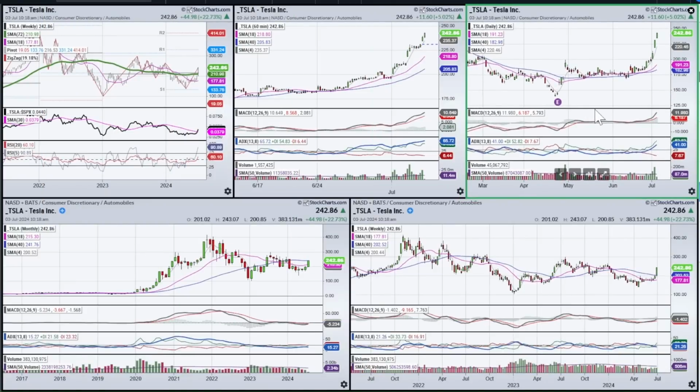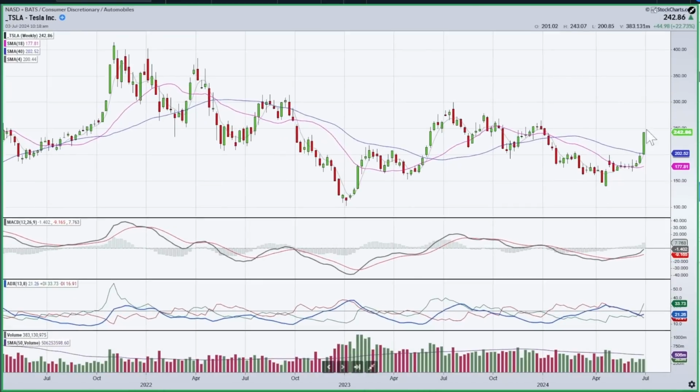What we want to do when we're buying breakouts is watch the follow-through. The follow-through is really intense here. We had really good volume, and I think that's a really good sign. Now, what that does for me is it spills over into the higher time frame.